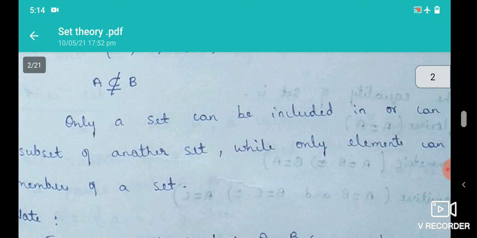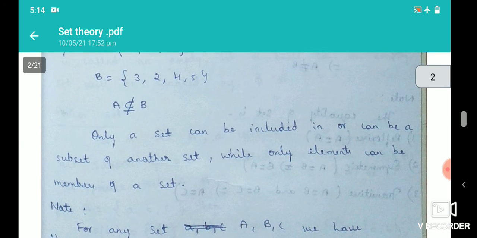Okay, only a set can be included in or can be a subset of another set, while only elements can be member of set.